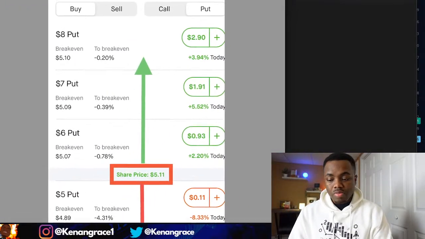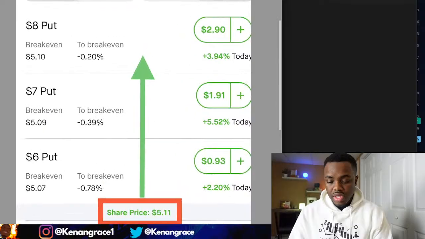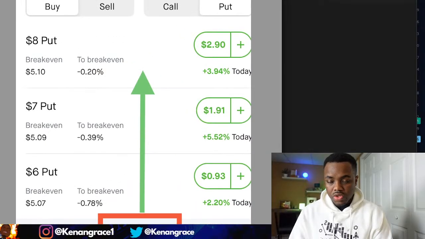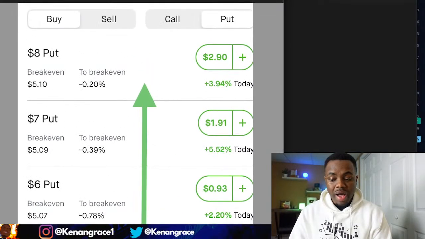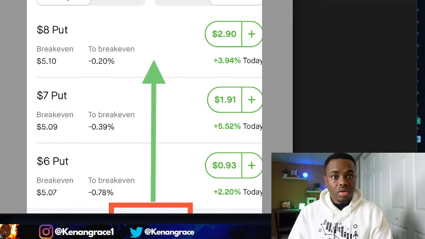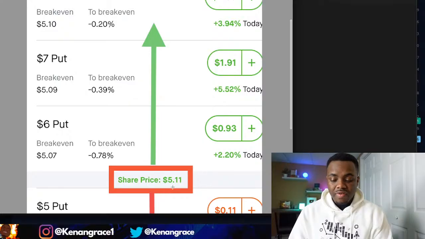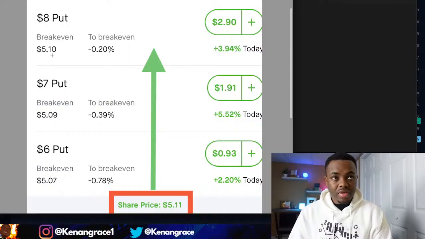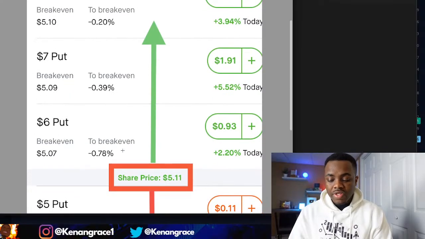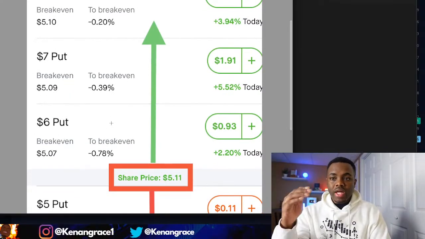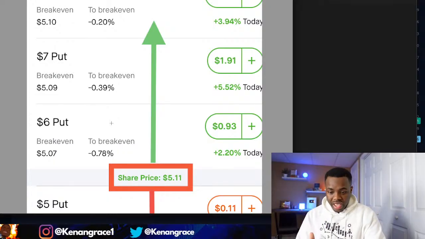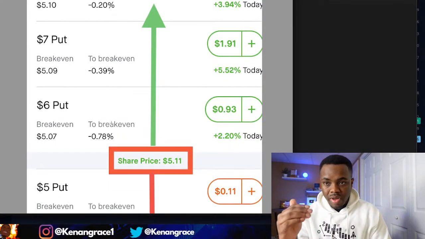I want to make this a little bit larger so you can see it easily on your screen. Remember, we're on buy a put. Okay, so now that you can see this more easily, notice the share price is $5.11. The strike prices are over here, 6, 7, and 8. Look at the break evens and why this is green. So remember, we want the stock to fall down. We want the stock to fall down because we're buying a put.